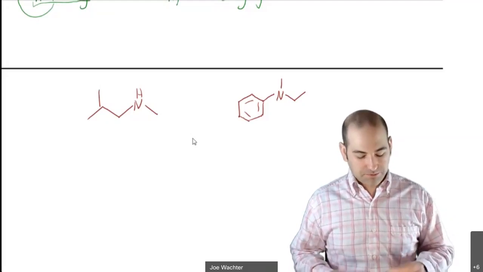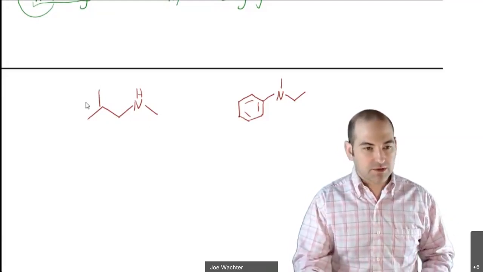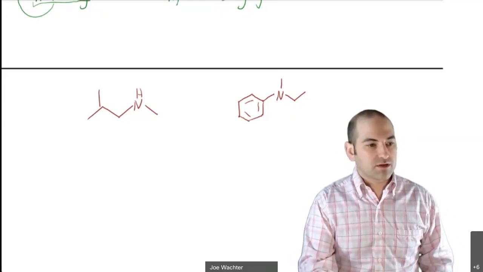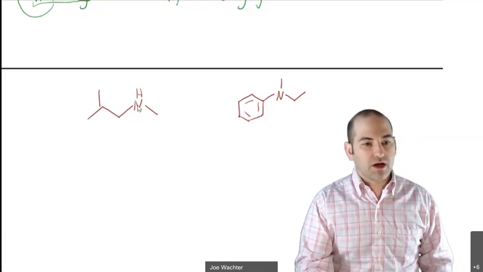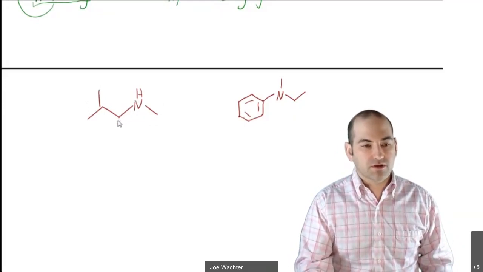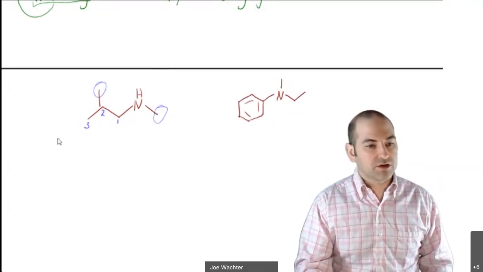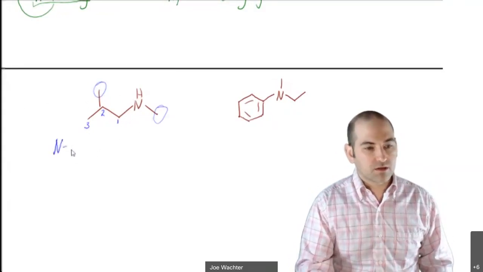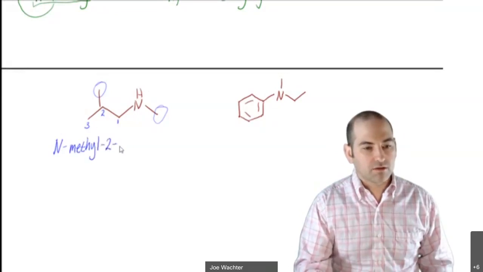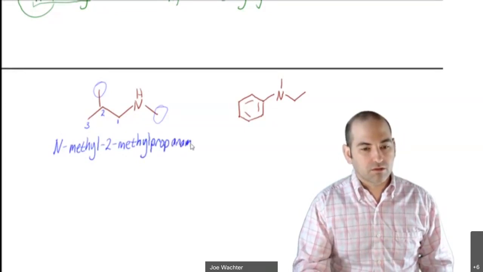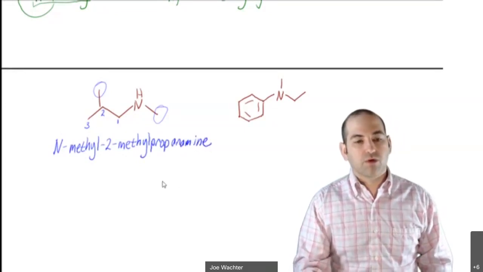All right, let's take a look at these. So there are actually a couple ways to name this first one. If we're using the systematic rules that we just talked about, we would say the nitrogen functional group, the amine functional group is on carbon one. And our substituents are a methyl group on carbon two and a methyl group on the nitrogen. So that makes this N-methyl-2-methylpropanamine.